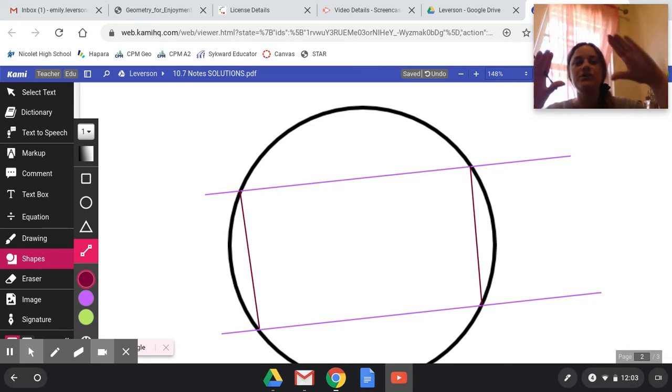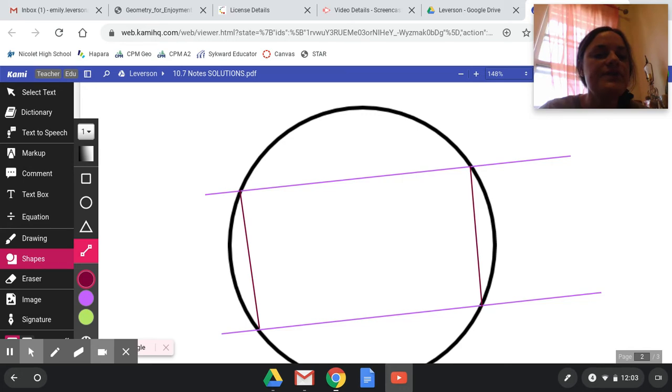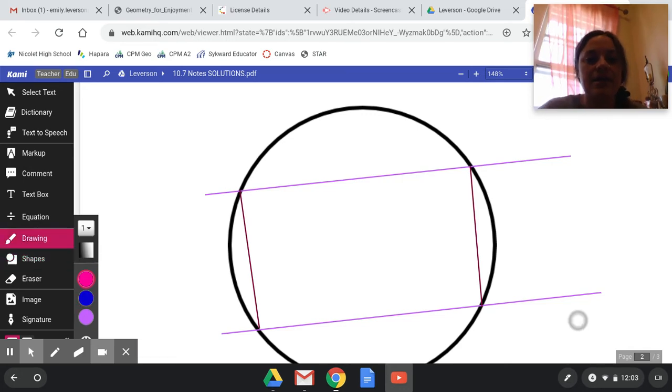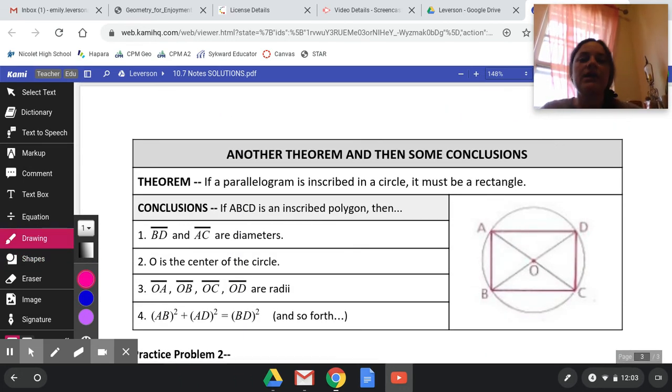When you picture a parallelogram, generally you picture kind of like a slanted rectangle. A rectangle is a parallelogram, and if you are going to inscribe a parallelogram in a circle, it has to be a rectangle. So that's actually my next theorem. If I scroll down here, if a parallelogram is inscribed in a circle, then it must be a rectangle. All right. So based on this, there are some further conclusions that I can draw.